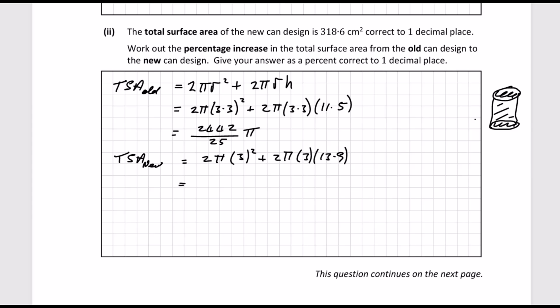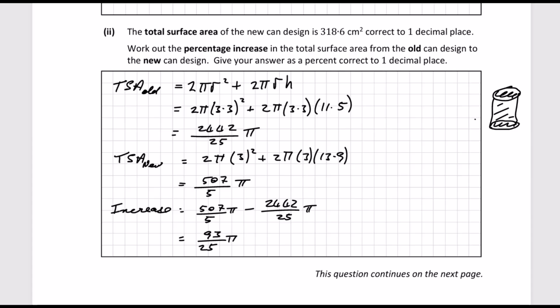So you can work that out as well on your calculator. You'll get 507 over 5 pi. So first of all, we've got to work out the increase. So the increase is just the new can, which is 507 over 5 pi, minus the old one, which is 2442 over 25 pi. So the increase in surface area when you do that is 93 over 25 pi. So that's the increase in the surface area. So that's going to be centimeters squared.